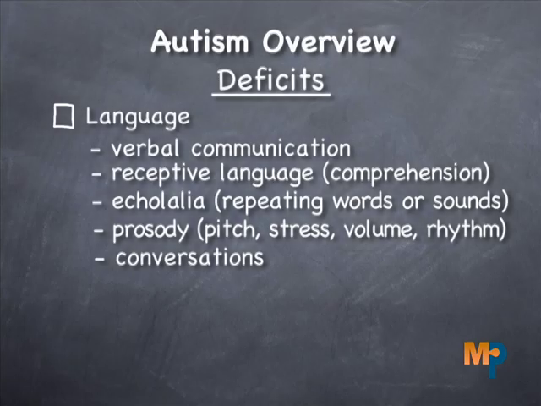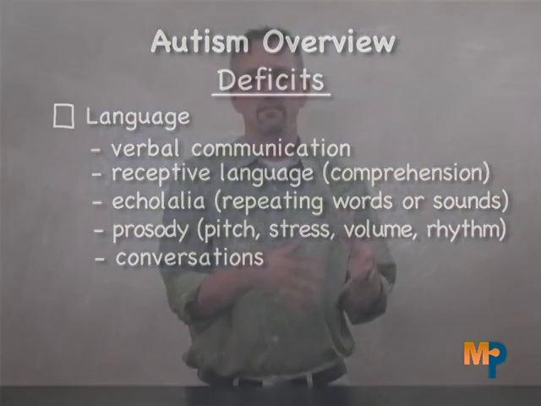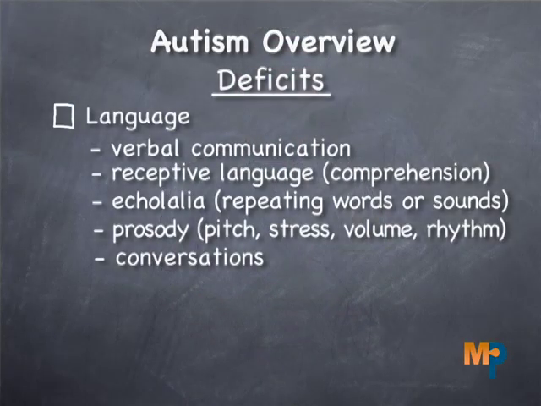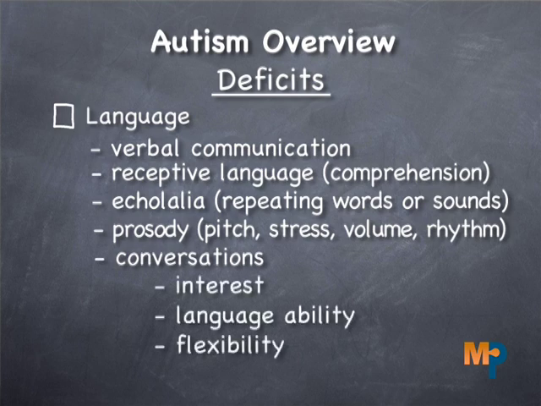The last component related to language is a kid's ability to use it as a part of conversations with other people. So a child with autism may have the ability to use language to label and request and answer questions, but can he or she carry on conversations with others? This is typically dictated by one or a combination of the following three things: interest, language ability, and flexibility.